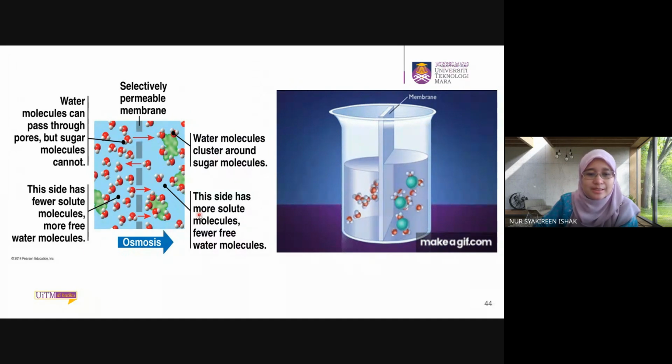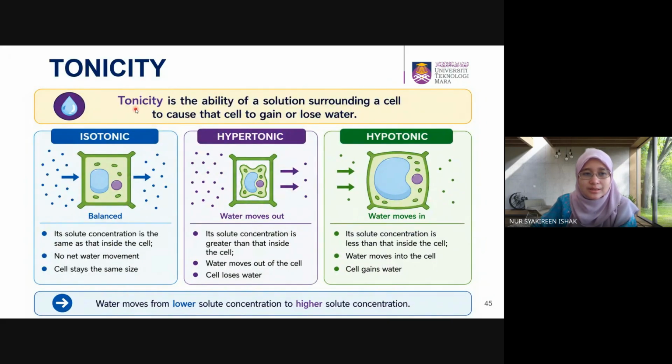This side has more solute molecules and fewer water molecules. As you can see, the area that has a higher solute concentration has fewer free water molecules. Why? Because the rest of the water molecules will be involved in the formation of the hydration shell. Okay, let's look at the concept of tonicity. Tonicity is the ability of a solution surrounding a cell to cause that cell to gain or lose water. This is the definition of tonicity.